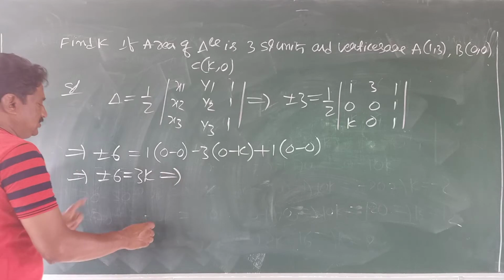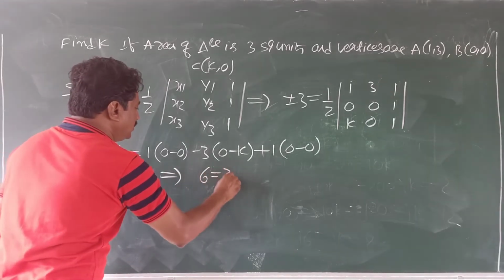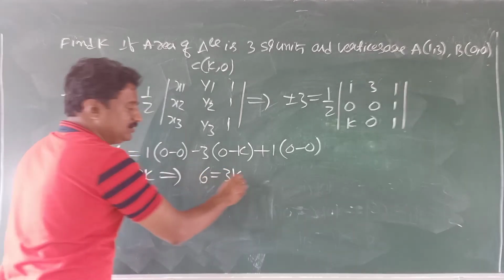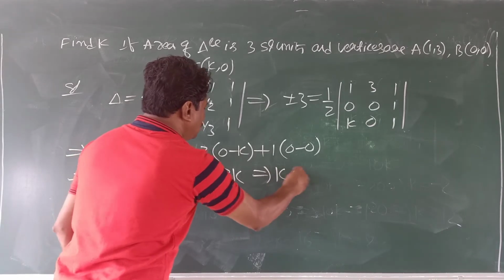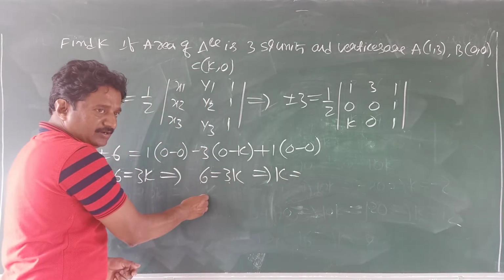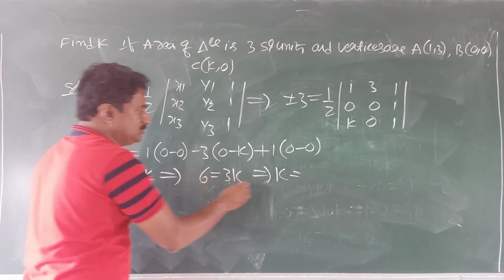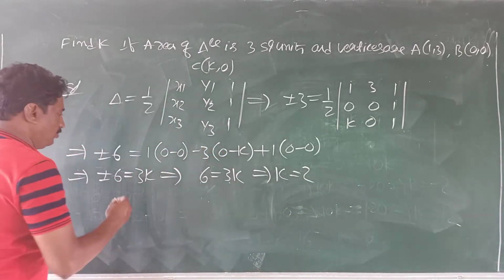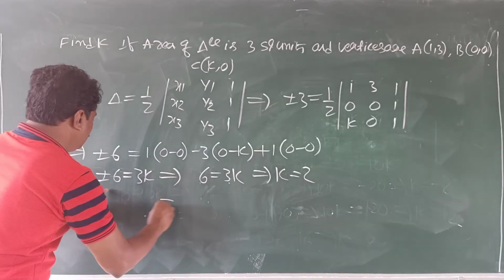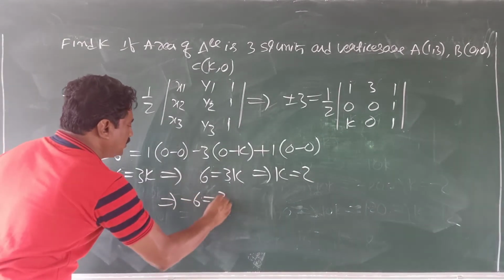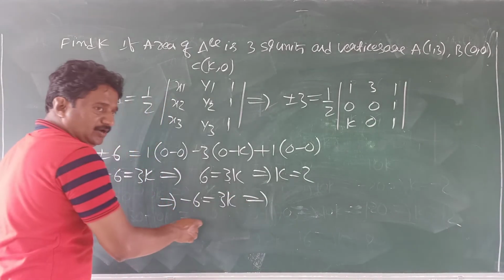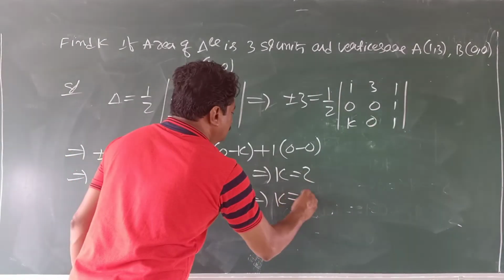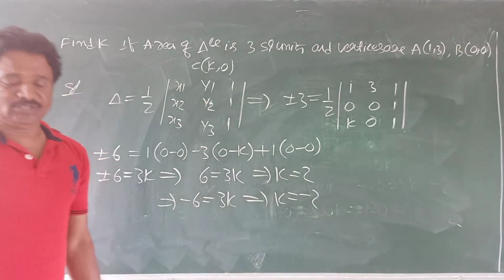Here it is so easy. 6 is equal to 3k. That implies k is equal to, bring that 3 down, 3 twos are 6, k equals 2. Now one more: minus 6 is equal to 3k, again bring that 3 down, k equals minus 2. I hope you understood this.